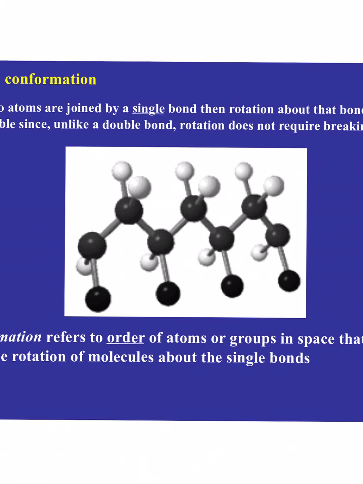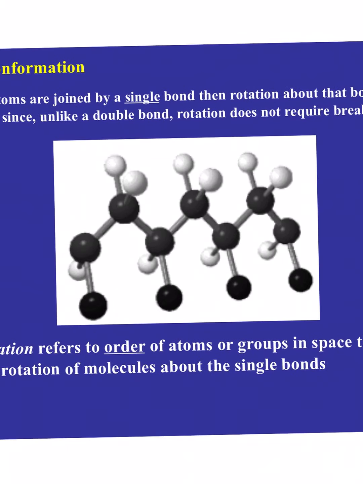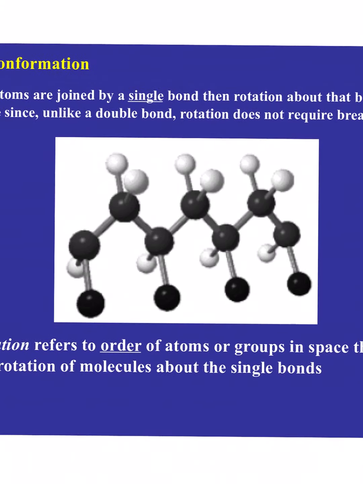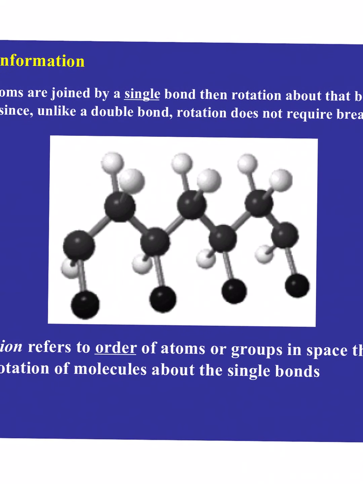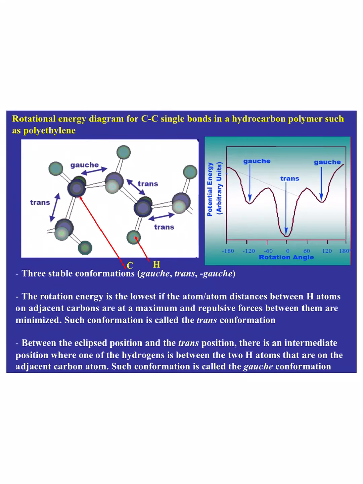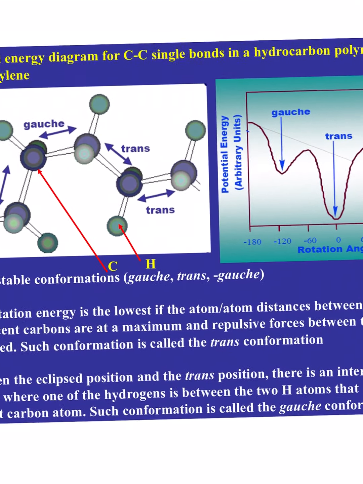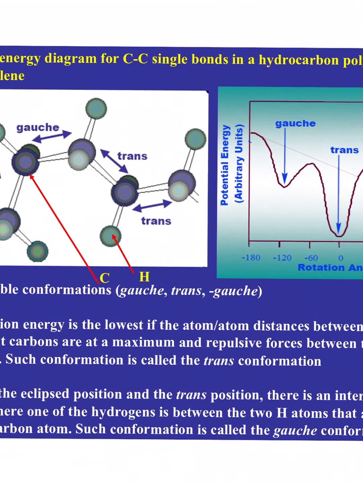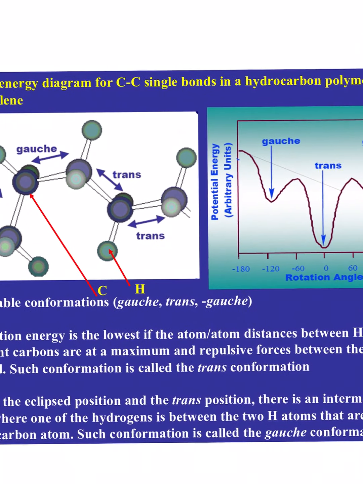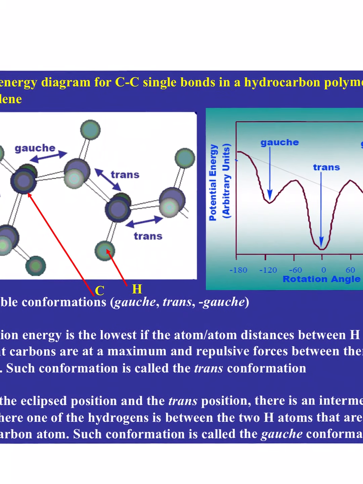Rotation does not require breaking of that bond in the case of just a single carbon-carbon bond. And as we talked about before, this image shows you the conformation, which refers to the order of atoms or groups in space that arises from rotation of molecules about the single bonds. And so this is possible in this context, and we talk about the effects of this type of behavior on conformation. And we can look at the energy of these different types of conformations and sort of rationalize that.